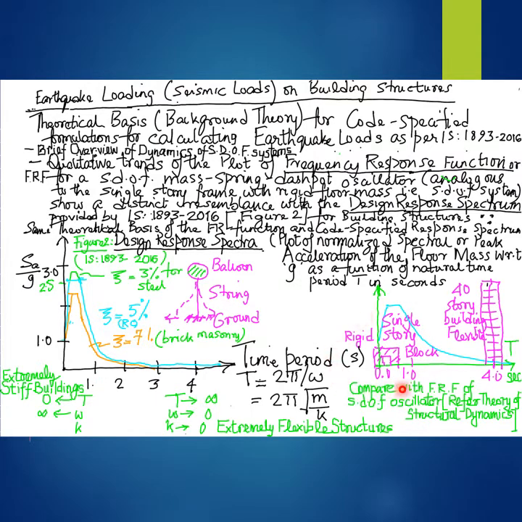Therefore, for this rigid block depicting an extremely stiff building with the natural period or fundamental time period T tending to 0, the peak acceleration or spectral acceleration, which is a measure of the absolute acceleration of the building, that is the total acceleration of the building, is the same as the ground acceleration.